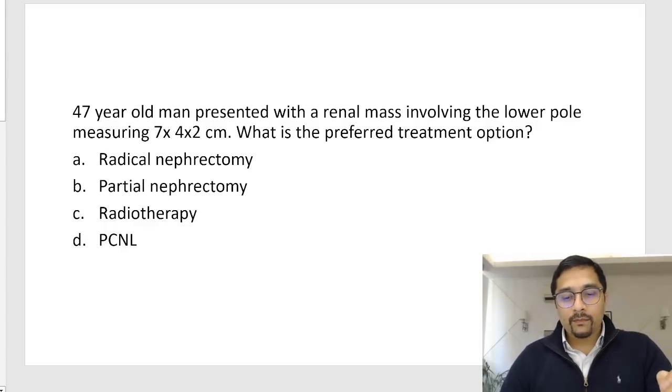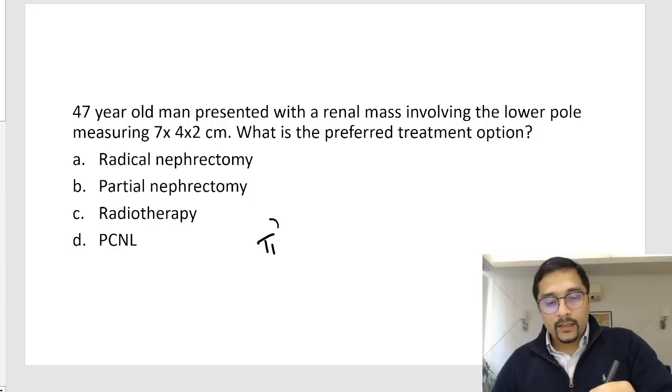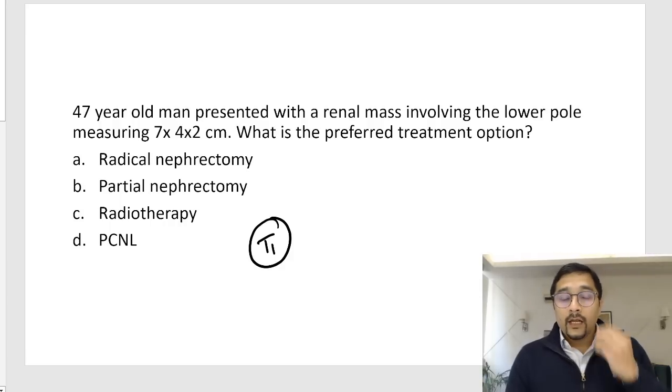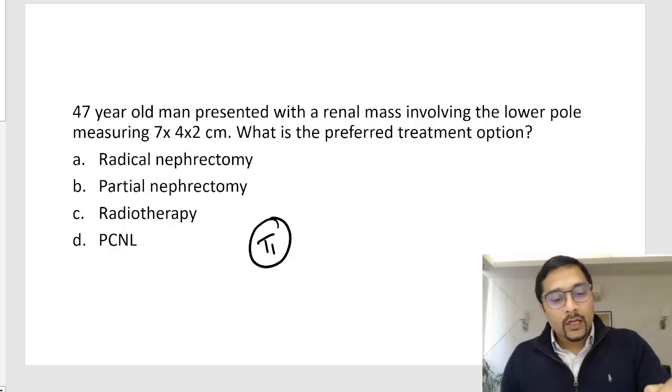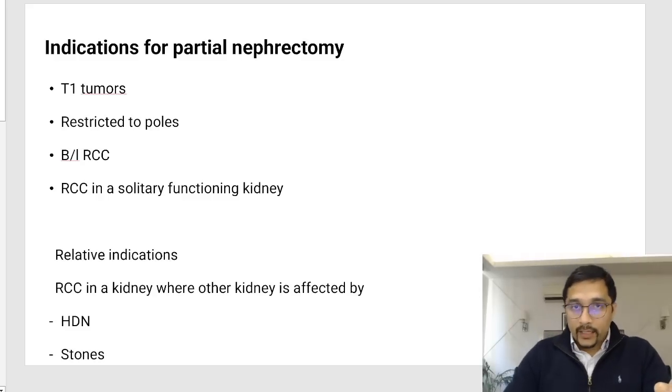A 47-year-old man presents with a renal mass involving the lower pole measuring 7 x 4 x 2 centimeters. What is the preferred treatment option? So this is T1 disease. Now you need to know that renal cell cancers mostly occur in the poles. Superior pole is the most common, followed by the inferior pole. And T1 is up to 7 centimeters. So if you have a single lesion in the poles up to 7 centimeters, you can carry out a partial nephrectomy. You don't need to carry out a radical nephrectomy.